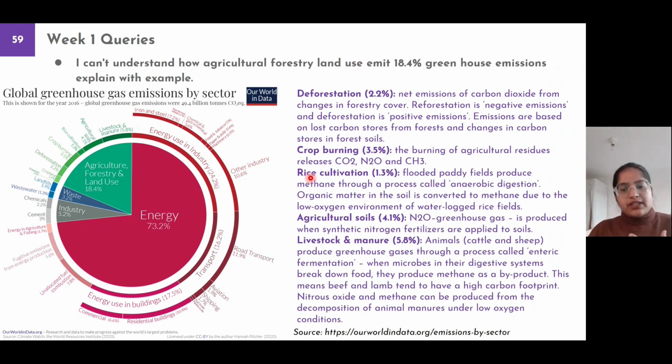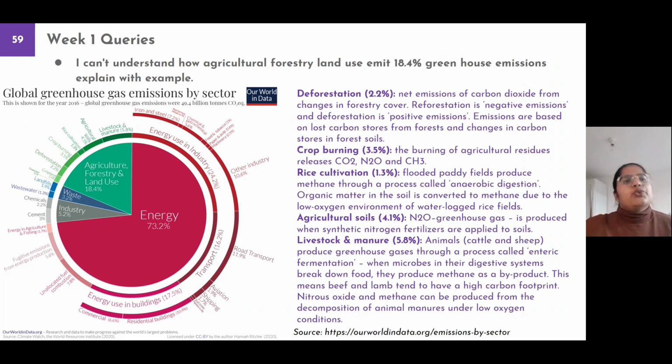Also, we see that the manure of these animals, when decomposed, produces nitrous oxide and methane under low oxygen conditions. So again, emissions from that activity are counted towards the total agriculture, forestry, and land use sector. So the breakdown is from all of these different activities contributing to agriculture, forestry, and land use, and the total of all of these activities adds up to 18.4%. So that is how agriculture, forestry, and land use emit 18.4% of greenhouse gas emissions. This is based on the measured data. I hope that answers your query.